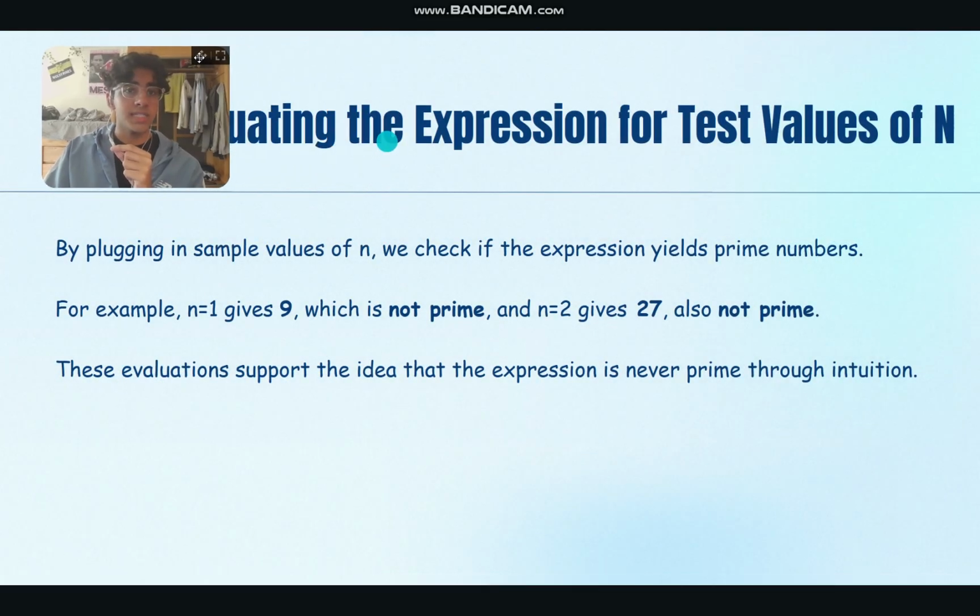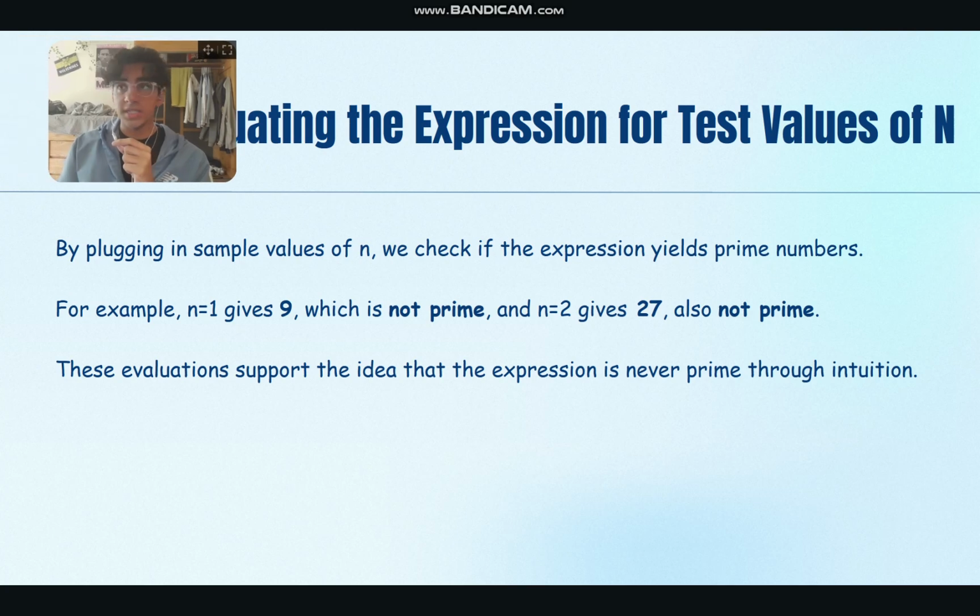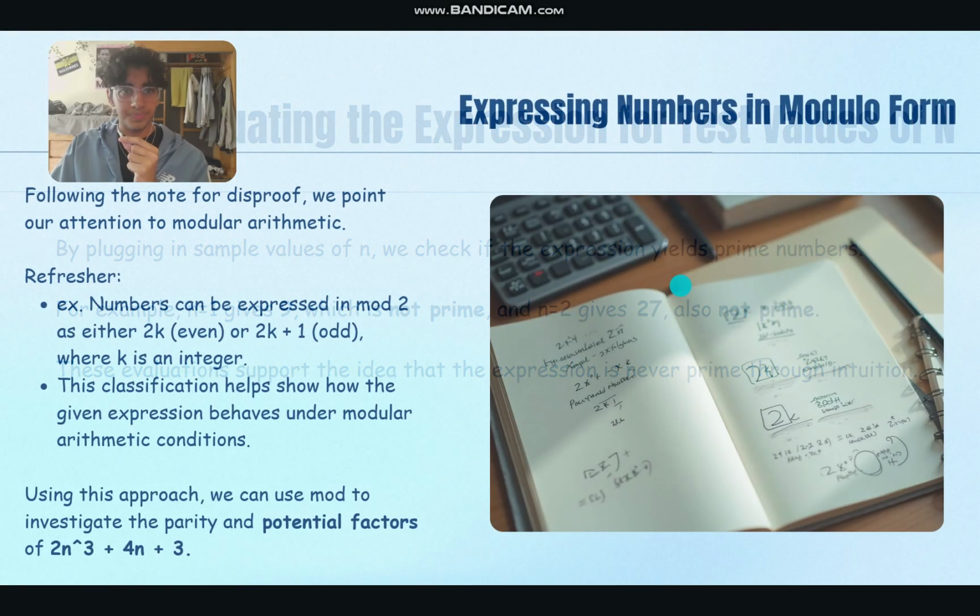So if someone were to ask, how do I approach it? Well, the first thing I would say is put in some test cases for n. Try to figure out what you're working with. For example, if we have n equals 1, we have 9, which is not prime. N equals 2, we have 27, which is also not prime. And you might start to see a pattern of everything being divisible by 3, which should add up to us using mod 3 in the future.